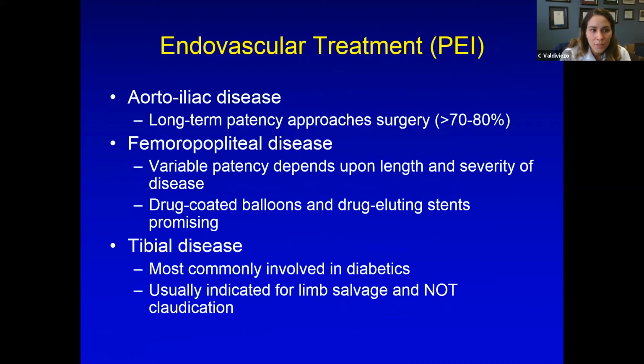Then there are endovascular treatments for the iliac disease. Of course, long-term patency approaches those of surgery, more than 70 to 80%. For femoral popliteal disease, there's variable patency depending upon the length and severity of the disease. Drug-coated balloons and drug-eluting stents may be promising and may improve the outcomes in this. And then for tibial disease, it's most commonly involved in diabetic patients, and it's usually only indicated for limb salvage and not for claudication again. It really, again, comes back down to medical therapy and lifestyle changes.